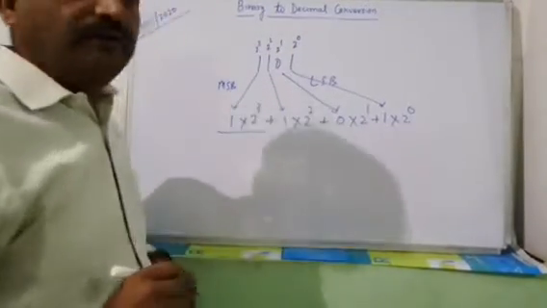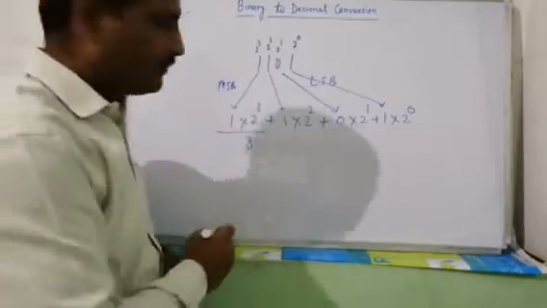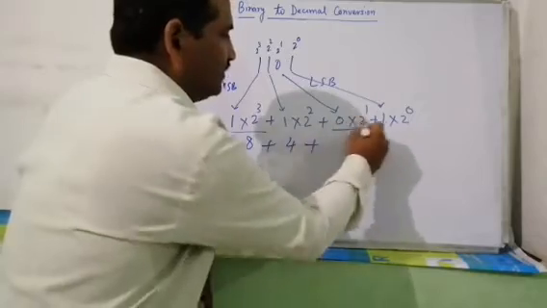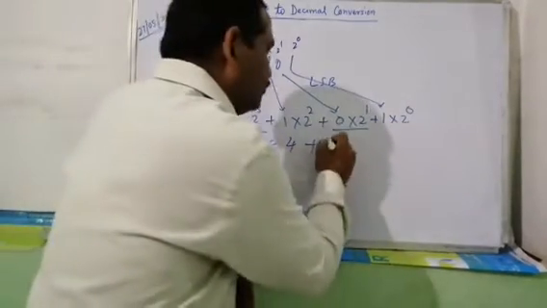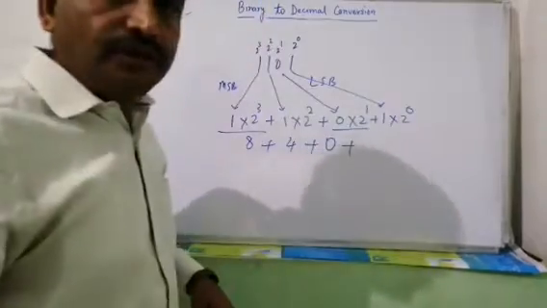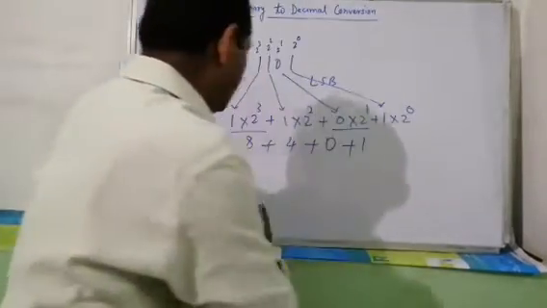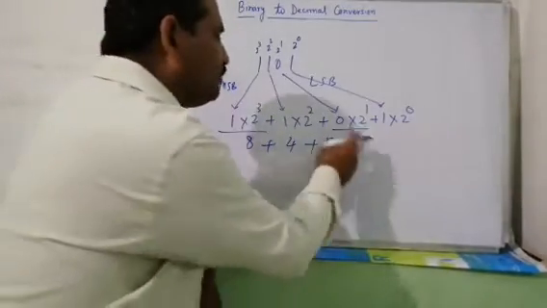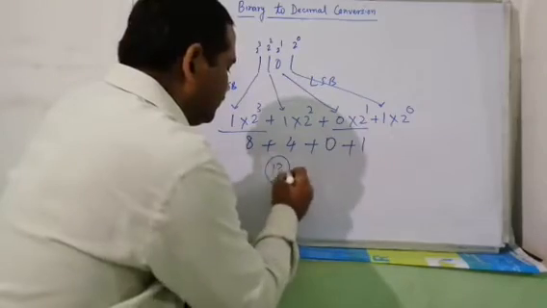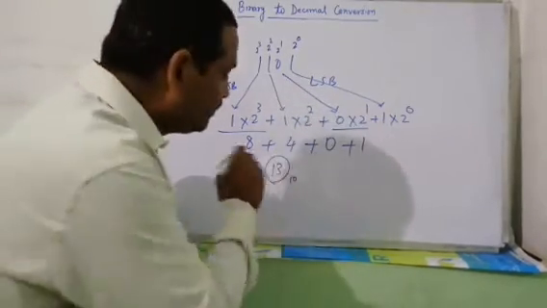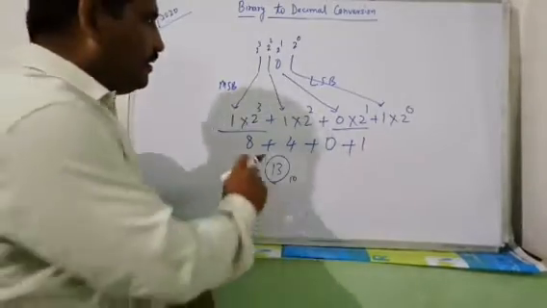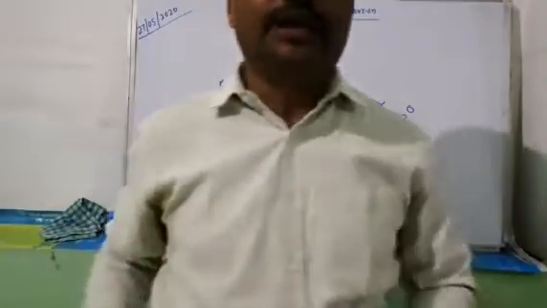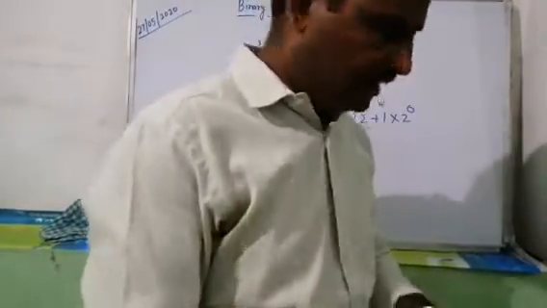So 1 into 2 to the power 3 will be 8, plus 1 into 2 to the power 2 will be 4, plus 0 into 2 to the power 1 will be 0, plus 1 into 2 to the power 0 will be 1. So when we add, 8 plus 4 is 12, 12 plus 0 is 12, 12 plus 1 is 13. So this is binary, and this is the decimal digits. This is the way to convert any binary number to its decimal equivalent. We will practice some more examples.